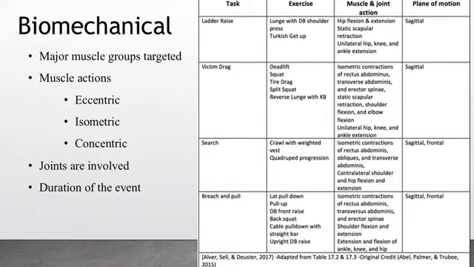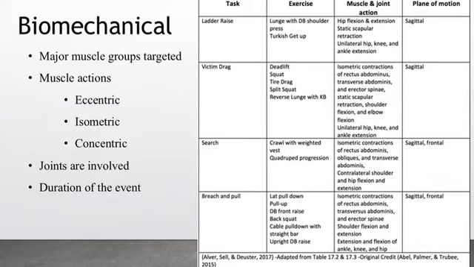task, the ladder raise. This is for a firefighter. So how do I mimic a ladder raise? The exercises that I'm going to do, a lunge with a dumbbell shoulder press. Turkish get up is also really good for this. So then when I want to break it down further, I'm going to look at the muscle and joint action. So for this specific movement, I have hip flexion and extension, static scapular retraction, unilateral hip, knee, and ankle extension. And then I also need to pay attention to the plane of motion that I'm working in, which is sagittal.